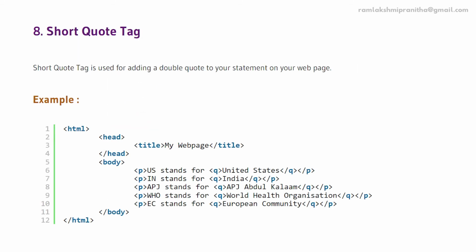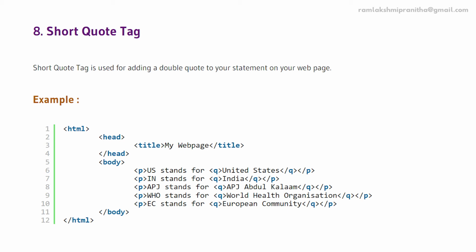(8) Short quote tag. Short quote tag is used for adding a double quote to your statement on your web page. Example. In this example we have a sample HTML code with opening head and body tags. Title tag is also declared, which defines the title of the web page. Inside the body tag 5 paragraph tags are declared.